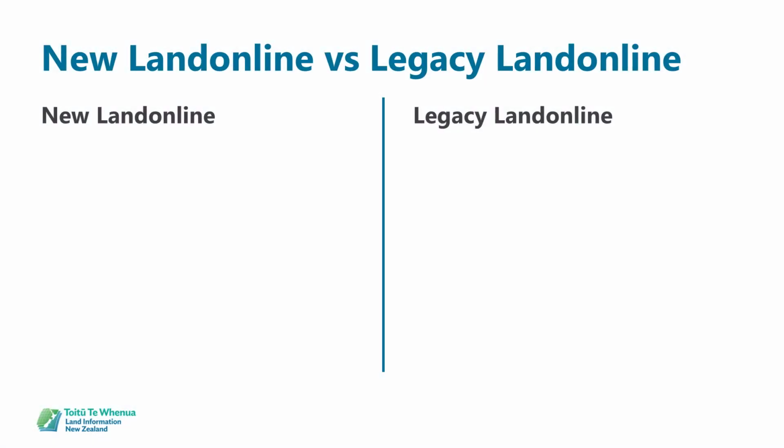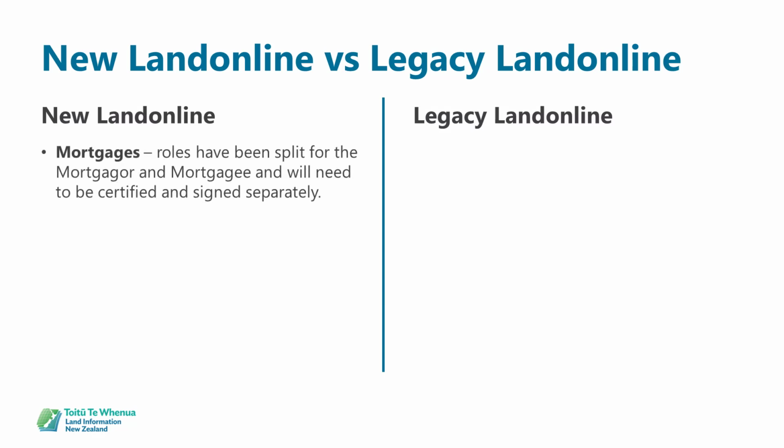There are a few key differences when certifying and signing. New Landonline now automatically creates separate mortgagor and mortgagee roles for a new mortgage instrument. This is to more clearly differentiate the certifications you are making on behalf of the parties. In most cases, you'll be acting on behalf of both parties. This means when a mortgage is created in new Landonline, you'll need to certify and sign separately on behalf of the mortgagor and mortgagee. It's essentially checking one more box.